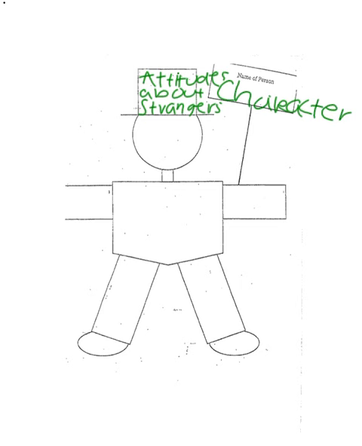On the face, you're going to write the physical characteristics of the character, like what he or she looks like. So like what color eyes they have or what color hair they have. On the body, you're going to write the family background.